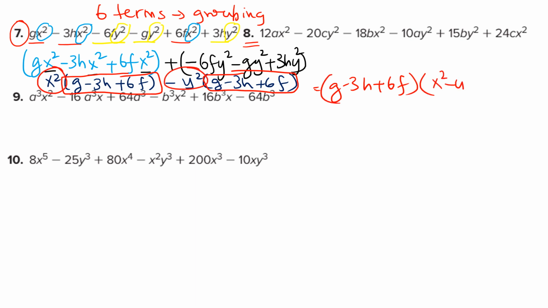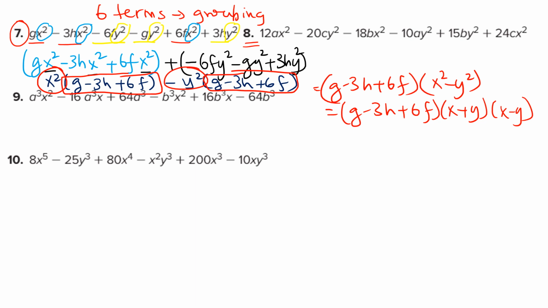Now I can also factor one more step and use the identity a square minus b square. So it will be two parts, one positive, one negative. So one is x plus y, one is x minus y. So this is the final answer for the factorization.